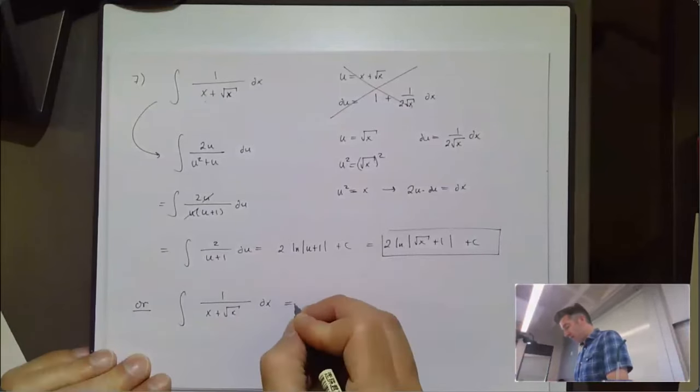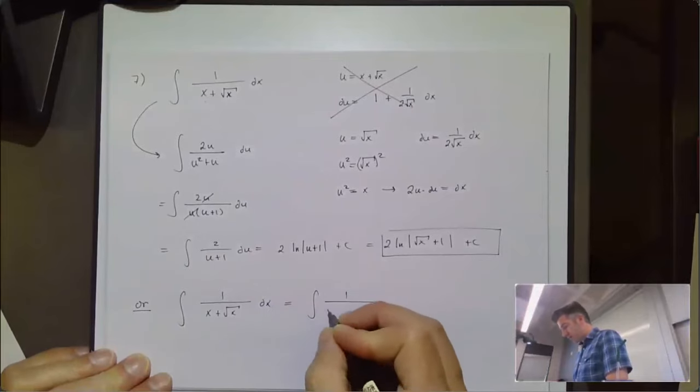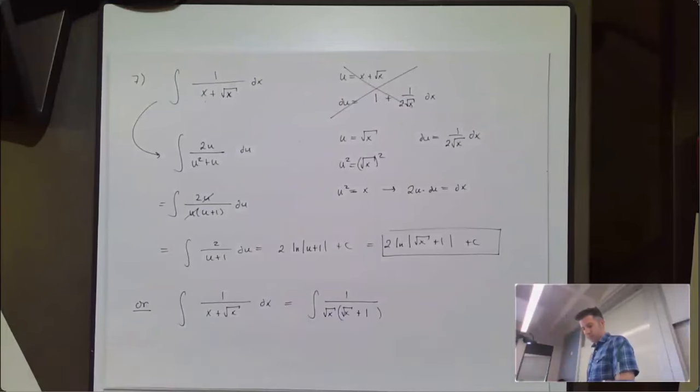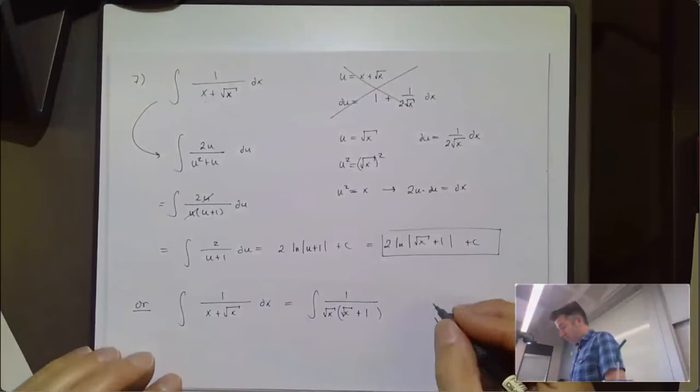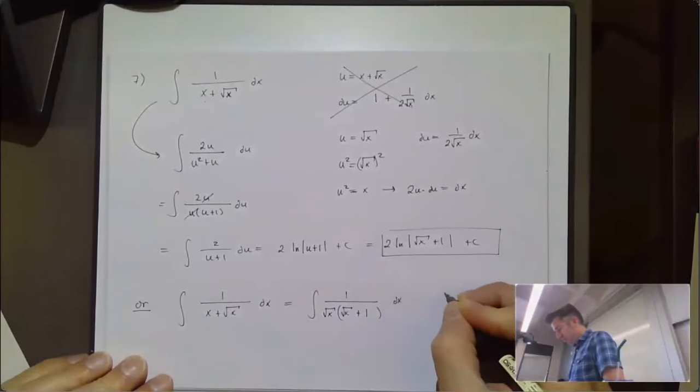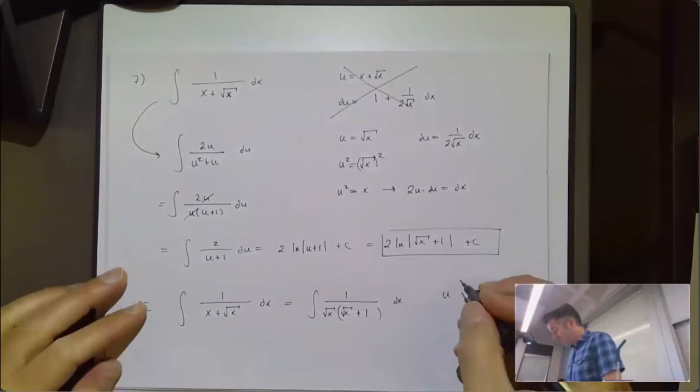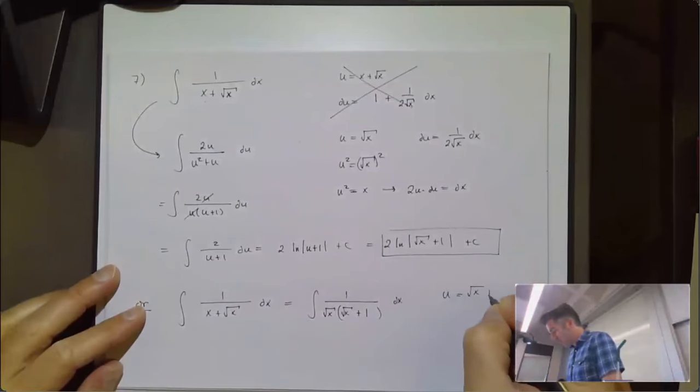But if I factor out a root x, I'm left with root x times root x plus 1. And then you can let u equal the square root of x plus 1. I feel like I would never think to do that. I would never be like, yeah, factor out the square root of x. But it does work. If you let u equal the square root of x plus 1, then your du is, again, 1 over 2 root x dx.